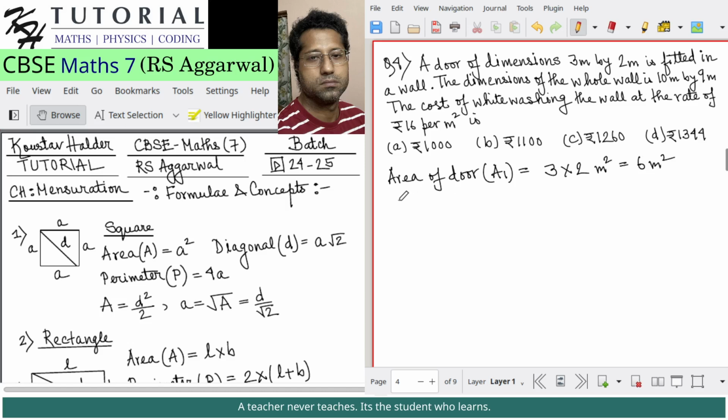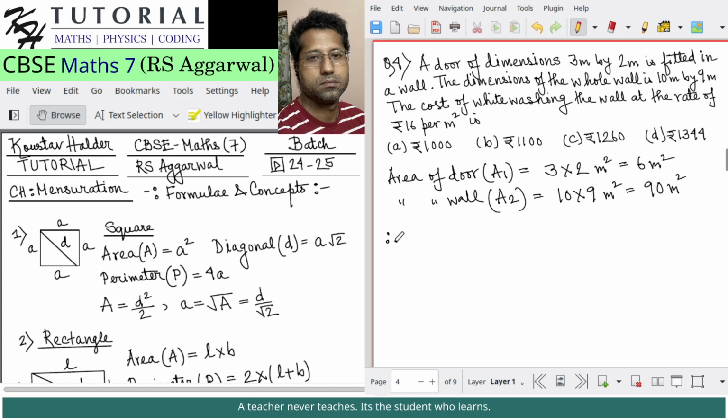Okay, and area of wall. So this time it is talking about a single wall. So the area of the wall, let's say the area of the wall be A2 is equal to, the dimension of the wall is given to be 10 meter by 9 meter. So length is 10 meter and breadth is 9 meter. So the area will be 10 multiplied by 9 meter square, which is 90 meter square.